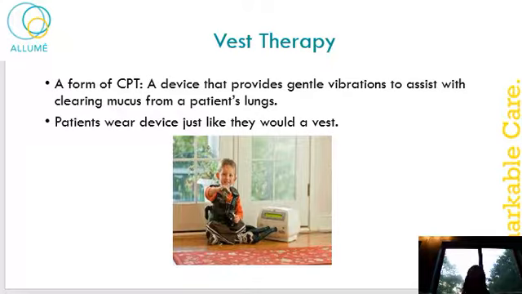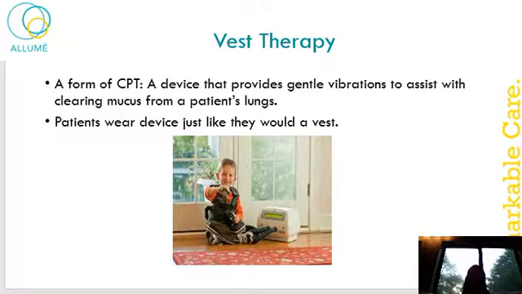Some of our patients have what we call vest therapy, and this is a form of chest PT where a device provides gentle vibrations to assist clearing mucus from the patient's lungs. The patient wears a device just like they would a vest, and this is very helpful for our patients. And again, you have to watch them and make sure that you are helping with any of their secretions that are coming up, because some of them can't cough that out.